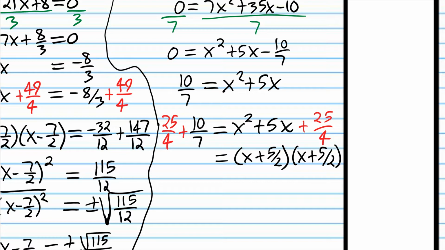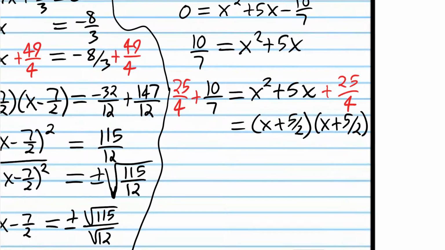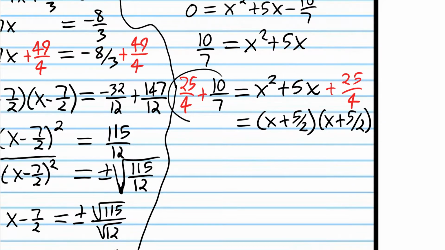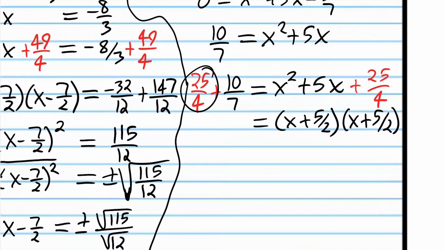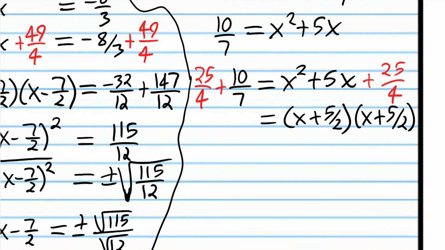And how did I know 5/2? Because it's always this number divided by 2. Very important. Now, we have to multiply both sides of this fraction by 7, and that gives us 175/28. And you can use the calculator for that. Multiply both sides of this fraction by 4, and we get 40/28.